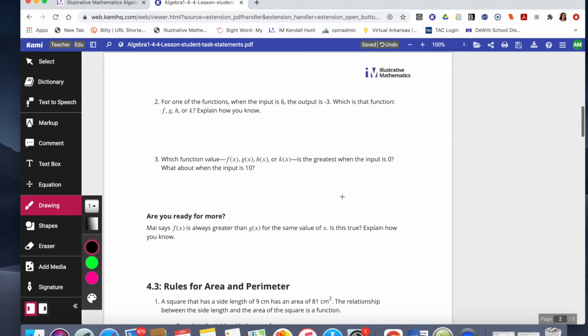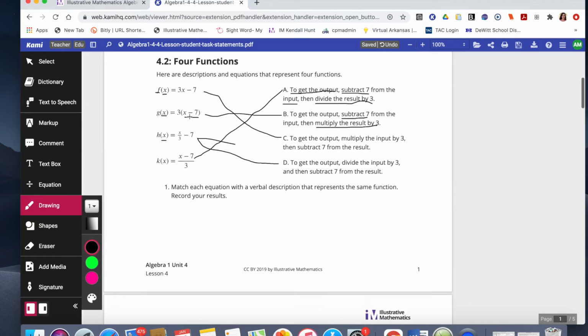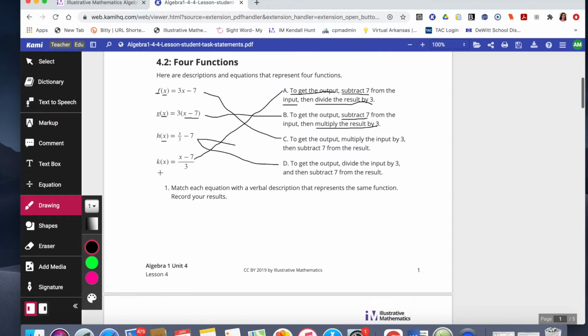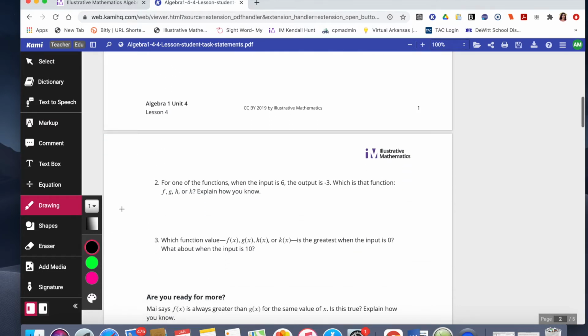Number 2, for one of the functions, when the input is 6, the output is negative 3. Which is that function? So I've got F, G, H, or K, and this is what they're talking about. These are my functions. So first I'm going to look at F, and we've got to see when the input is 6.